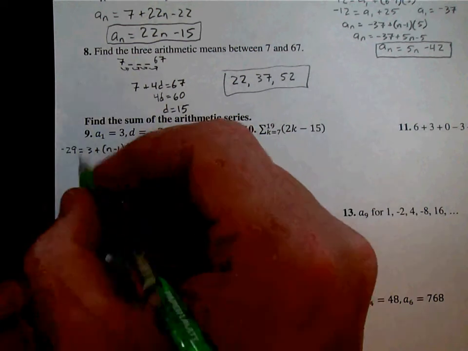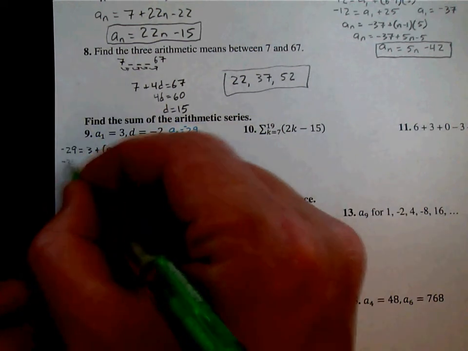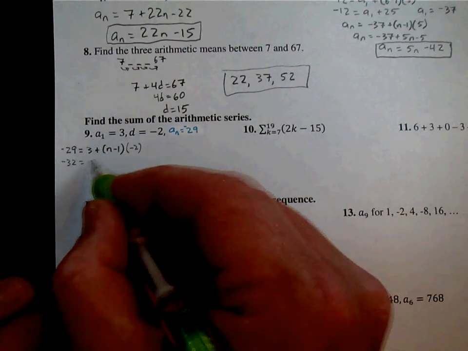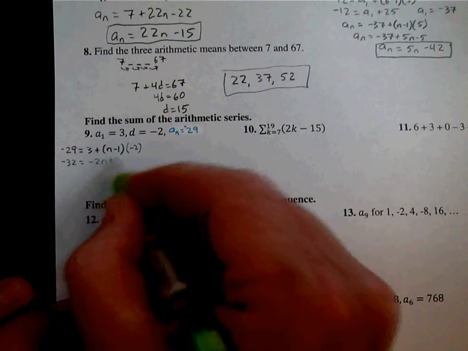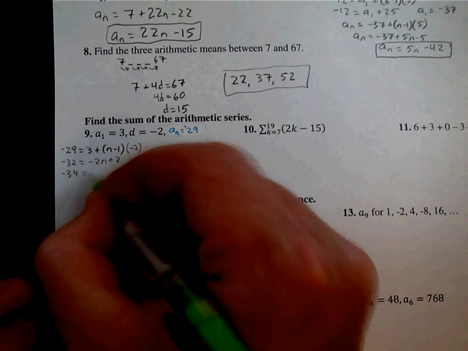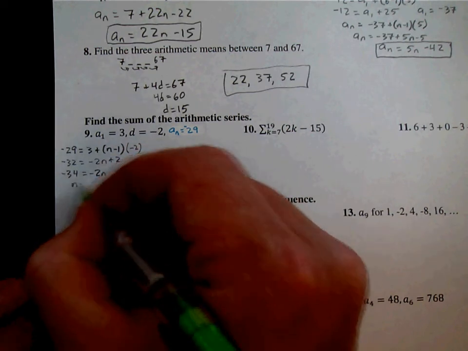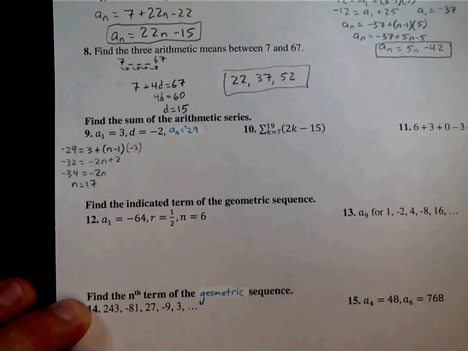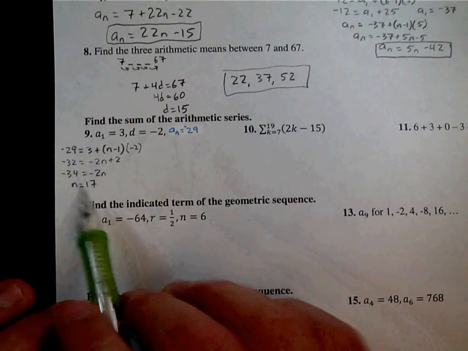So we're going to solve this. Subtract that 3, negative 32. Distribute the negative 2, so negative 2n plus 2. Subtract 2, negative 34. It's equal to negative 2n, so n has to be 17. So now I know the first term, I know the last term, and I know how many terms there are.